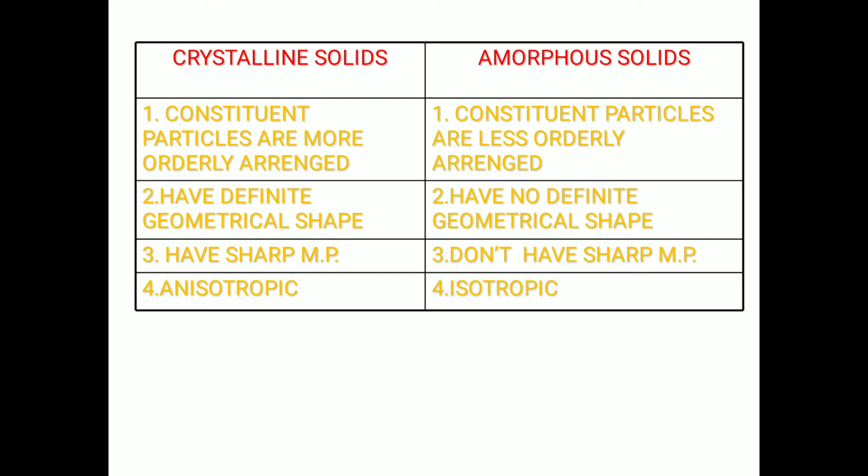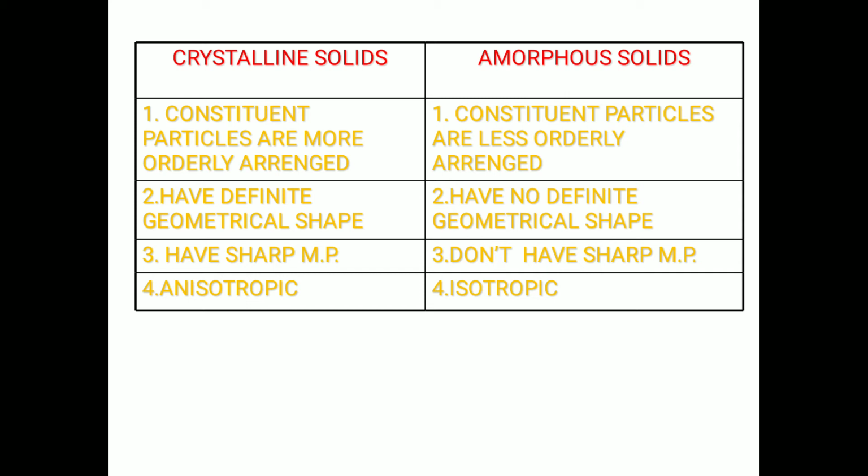So what are crystalline solids? Here the constituent particles are regularly arranged. In case of amorphous solids, the constituent particles are less orderly or irregularly arranged. Crystalline solids have a definite geometric shape, whereas amorphous solids do not have a definite geometric shape. Crystalline solids have a sharp melting point, pinpoint.